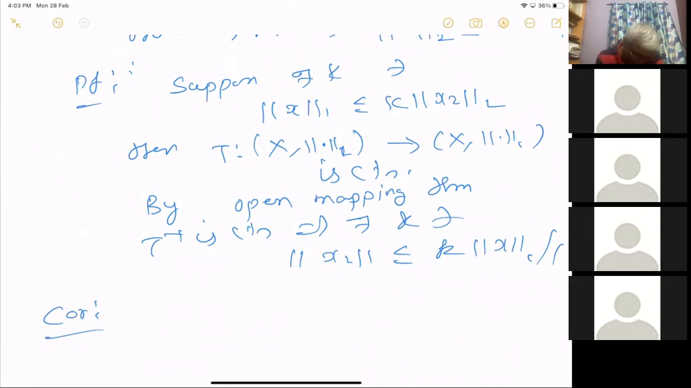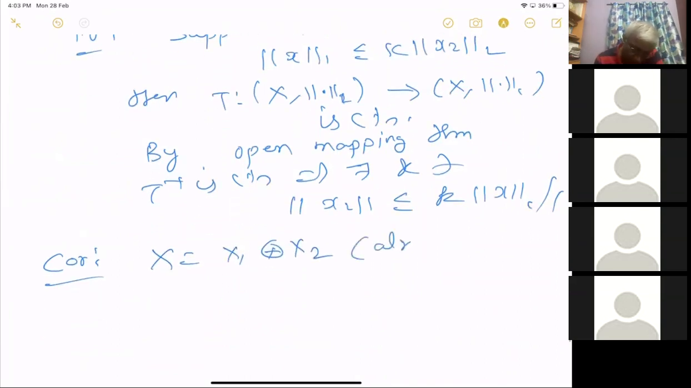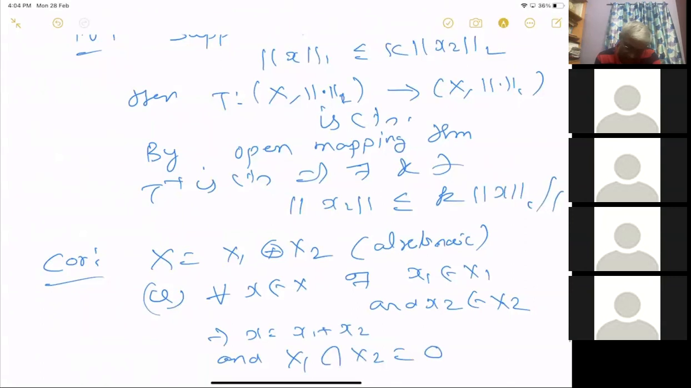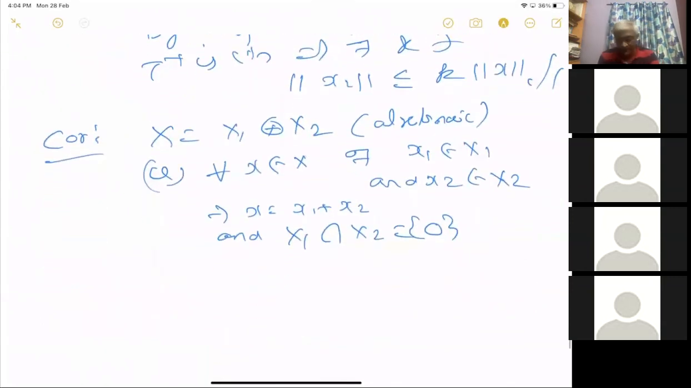You can have the direct sum norm, for example. If X equals X1 direct sum X2, this is just an algebraic direct sum. That is, for all x in X, there exist x1 in X1 and x2 in X2, unique, such that x equals x1 plus x2, and X1 intersection X2 is trivial. So that's what it means by direct sum. It's an algebraic direct sum.